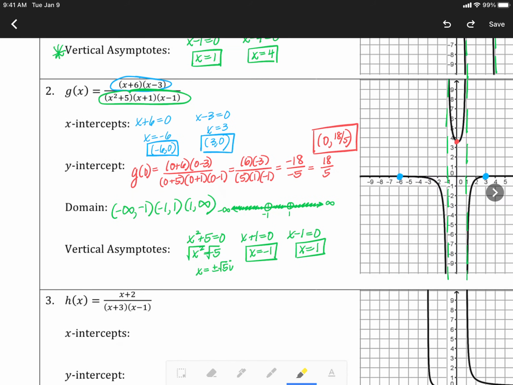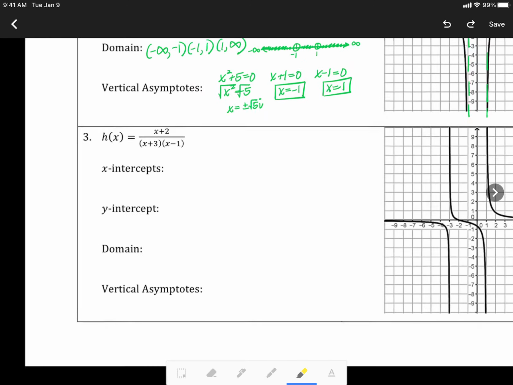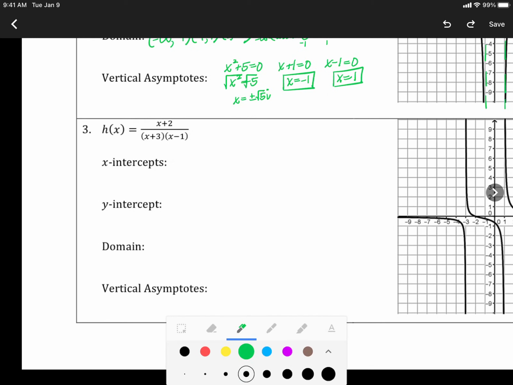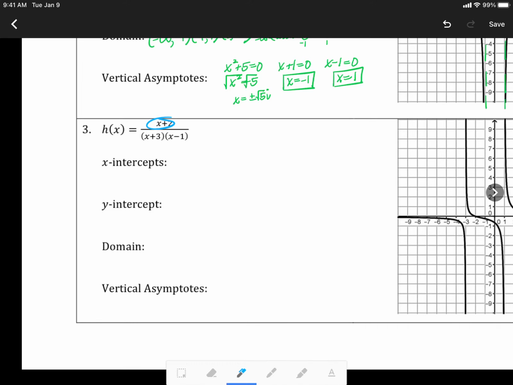Okay, let's try another one. So x-intercepts. Say it to yourself out loud right now. Where do the x-intercepts come from? Pause the video. Make sure you know this before pressing play again. X-intercepts come from the numerator, guys. Numerator. So I'm going to take that numerator, x plus 2, set it equal to 0. X equals negative 2, which tells me at negative 2, comma 0, I have an x-intercept.